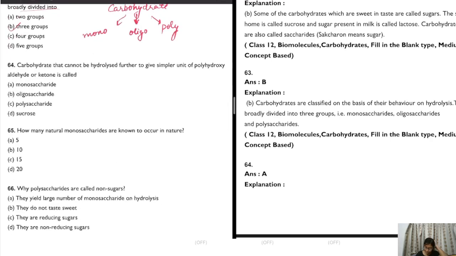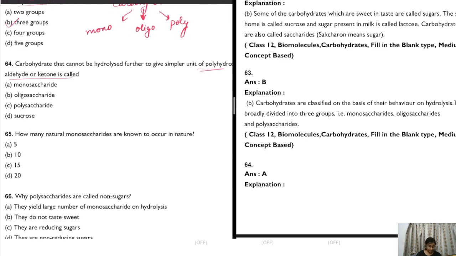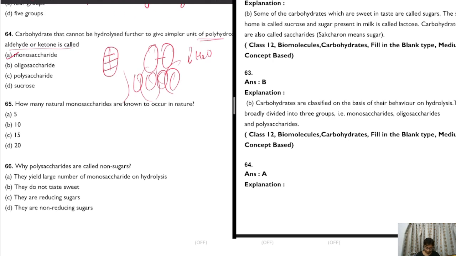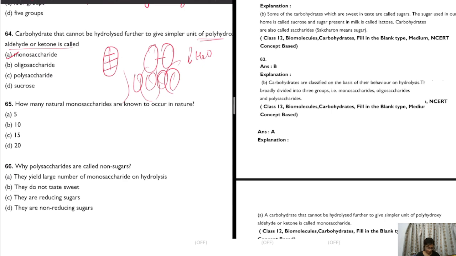Carbohydrate that cannot be hydrolyzed further to give simpler unit of polyhydroxyaldehyde or ketone. This is very simple. The answer would be monosaccharide because it is constituting of one unit. Disaccharide or polysaccharides or any oligosaccharide, whenever we put water, whenever we hydrolyze them, they break into their constituents. Okay, so we obtain the respective monosaccharides upon hydrolysis. So the answer would be monosaccharide. It's already in the simple primary form. And let's see the next question.